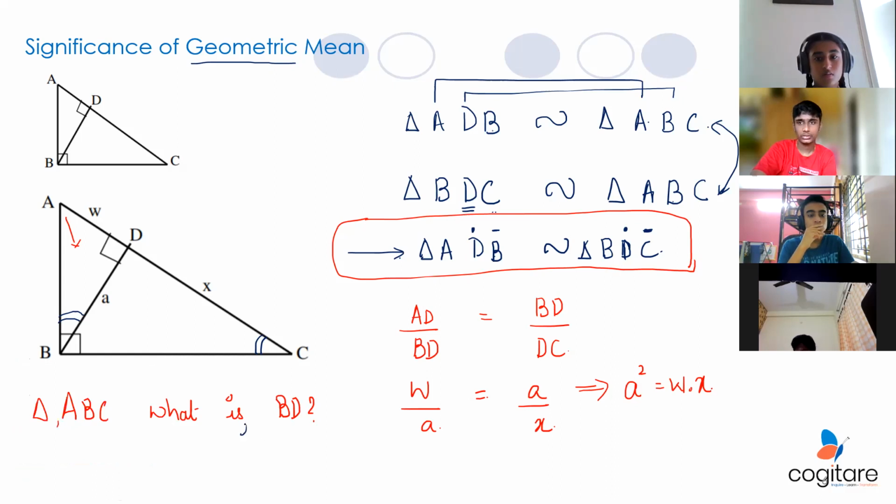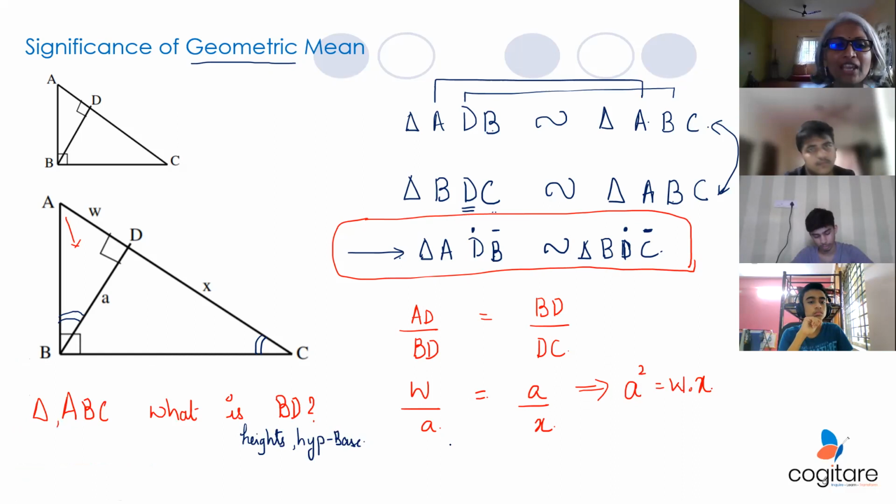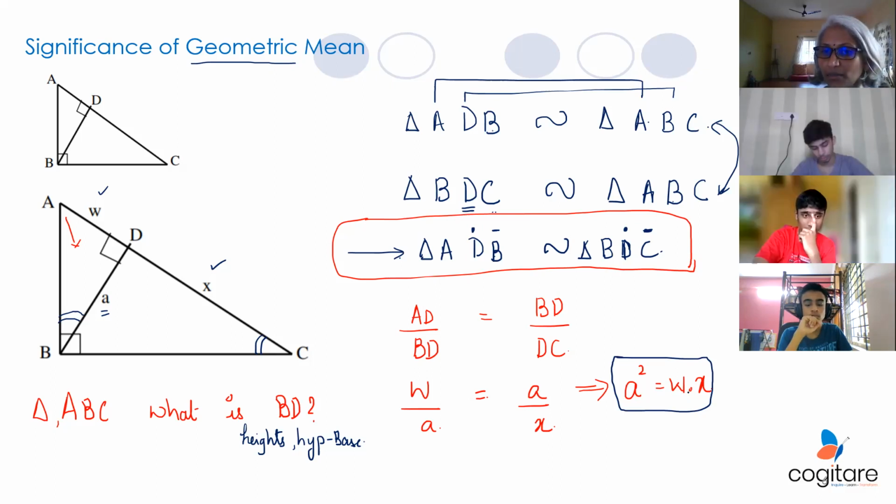Altitude. It is one of the heights where the hypotenuse is the base. Do you all agree to that? Therefore, if I know how an altitude splits the hypotenuse into parts, if I know these two parts, I can find the altitude of the right triangle. This is one of the applications of the geometric mean. Got it, guys? A squared is W into X.